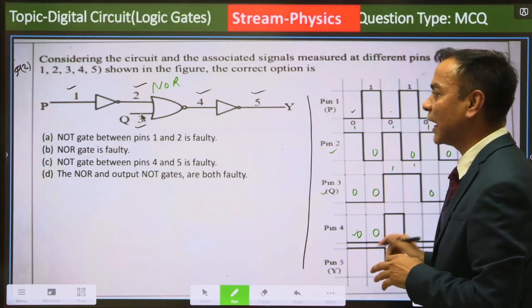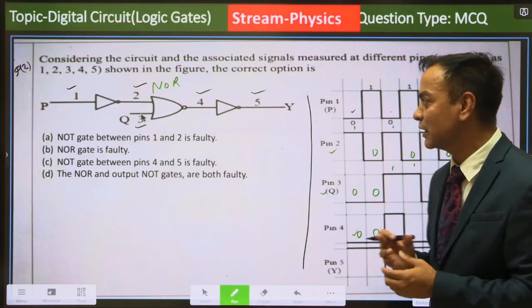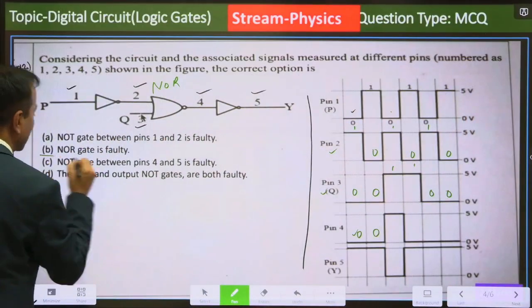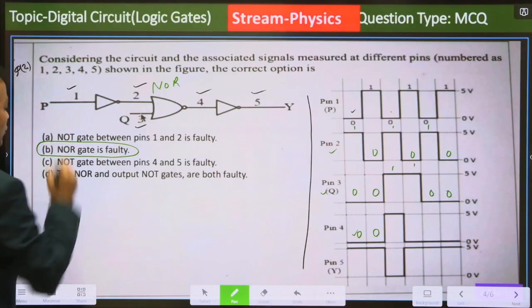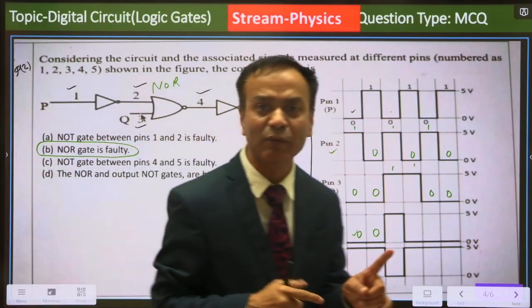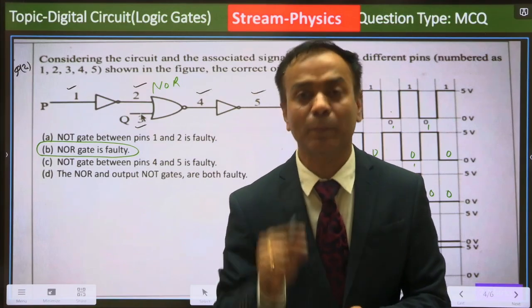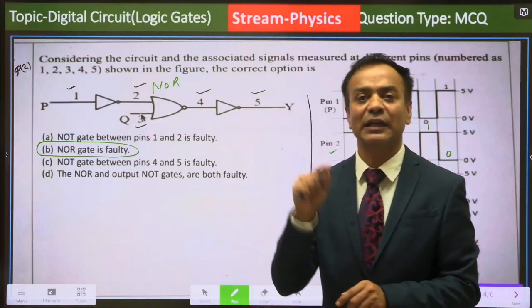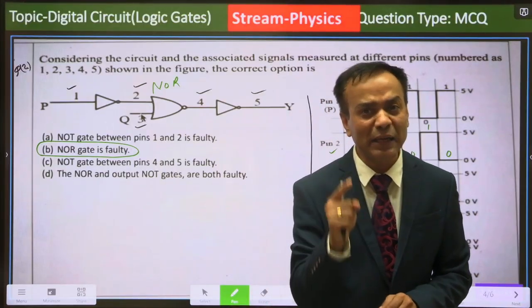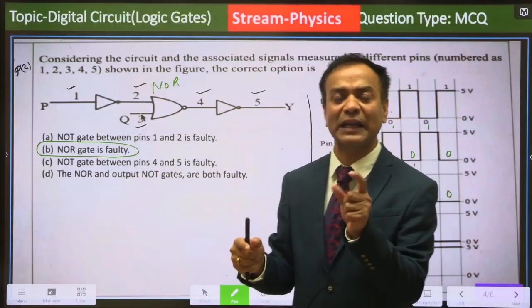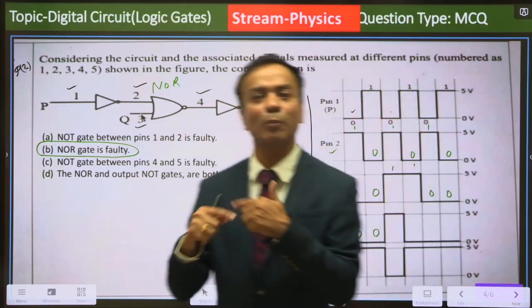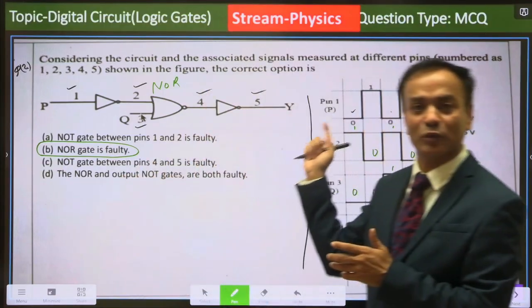Now if you see in option B, it has given that the NOR gate is faulty. So no need to check it further because it is MCQ. MCQ compulsorily has only one correct option. But MSQ, multiple select question, has the condition that the options may or may not be more than one. There must always be one right option, but there may be more than one also. So this is not MSQ, it is MCQ.